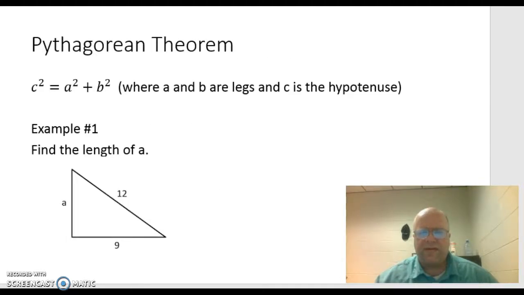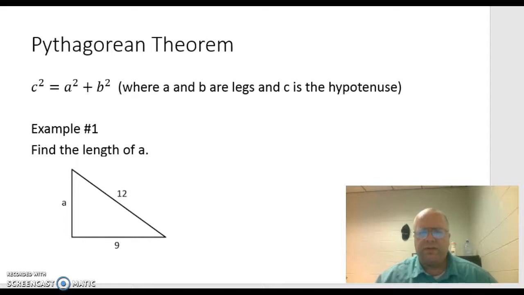So let's start with the Pythagorean theorem. It's one of the most famous theorems out there. You've probably heard of this before. We have the formula c squared is equal to a squared plus b squared. You may have also heard of it as a squared plus b squared is equal to c squared. This is how we solve the lengths of sides of right triangles.